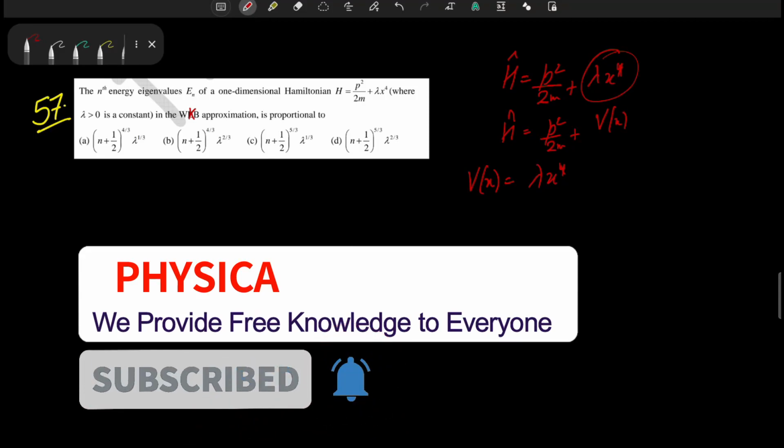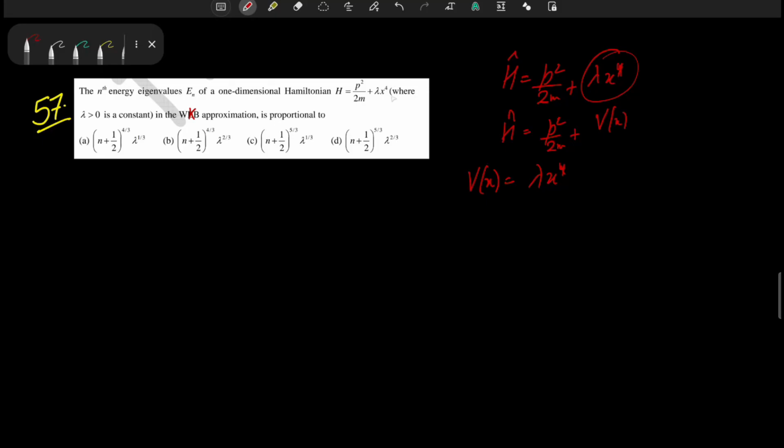You can calculate by the long method, in which first you have to calculate the turning points, then you apply the quantization rule using the WKB approximation. Then you will get your answer, but it's a very long method. So we will use a shortcut, a trick which you can use in the exam also, because this trick is very helpful in doing WKB approximation. I have solved many questions earlier using this trick, and it works very fast. You can get your result in just a minute.